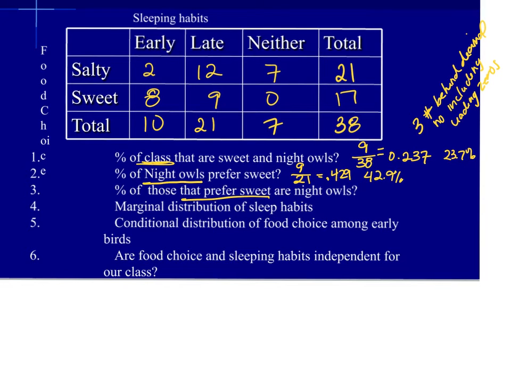What percent of those that prefer sweet, so what percent of the sweet, that denominator is a 17, are night owls. So again, that numerator is also 9. So you can see that the different questions are asking me about the same cell, but each time it's giving me a different denominator depending on what the question is asking. So that's 9 out of 17, and that's 52.9%.